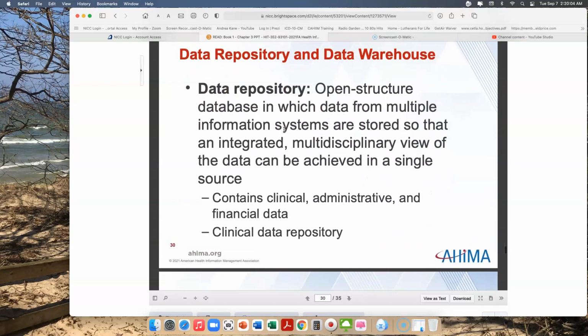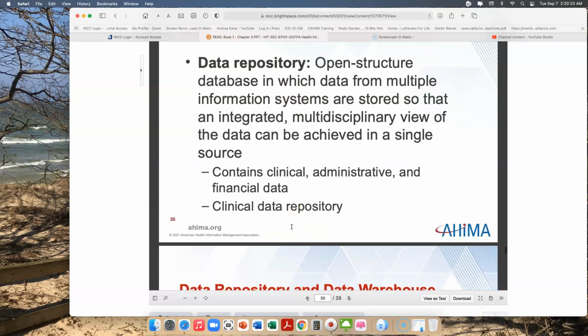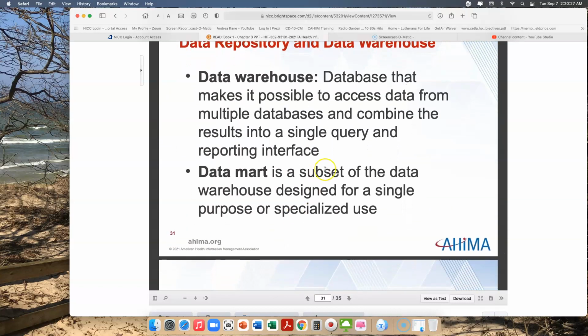A data repository is an open structured database in which data from multiple information systems are stored so that an integrated multidisciplinary view of the data can be achieved in a single source. It contains clinical, administrative, and financial data. And you can also have a specifically clinical data repository. A data warehouse is a database that makes it possible to access data from multiple databases and combine the results into a single query and reporting interface.